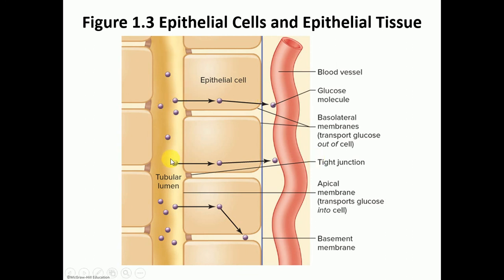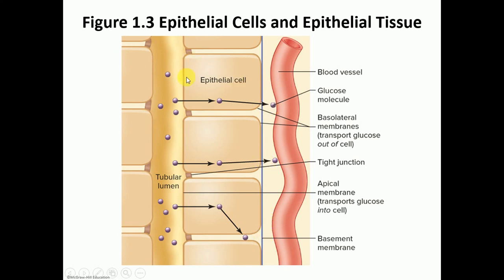So this right here is a tubular lumen. You could think of it maybe as the intestines. Okay, and here you could see that it's lined by epithelial cells. That blue line right here is your basement membrane. And anything on this side of the basement membrane is considered connective tissue. So all of that tissue between the blue basement membrane and that blood vessel is considered connective tissue.